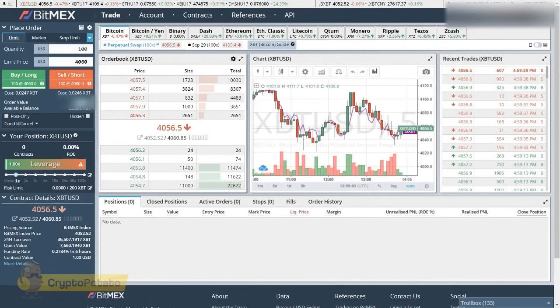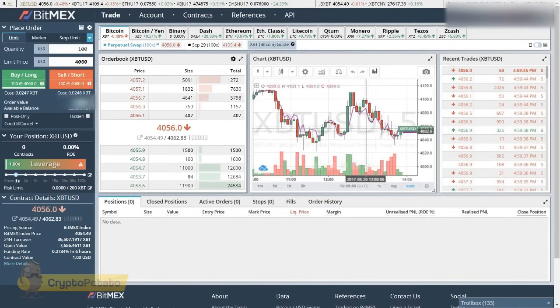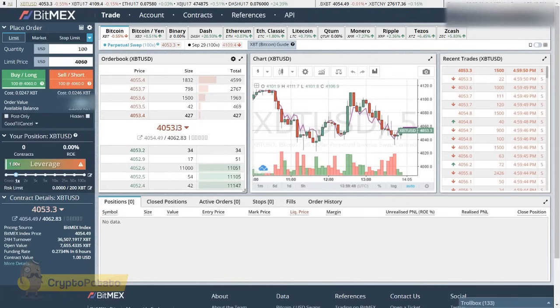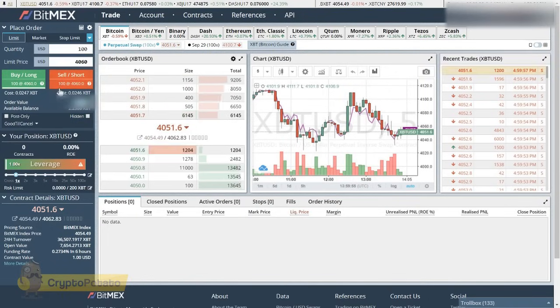So let's start. As you can see on the right side, these are the last transactions made. In the middle we have the bitcoin graph, and this is the last bitcoin price. The left pane is the most interesting one. Here we open our position.